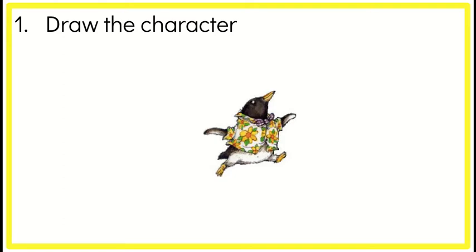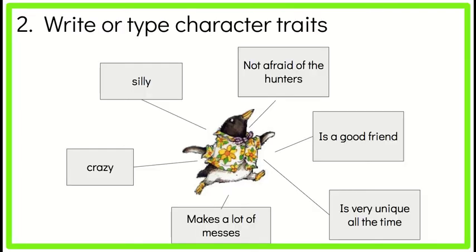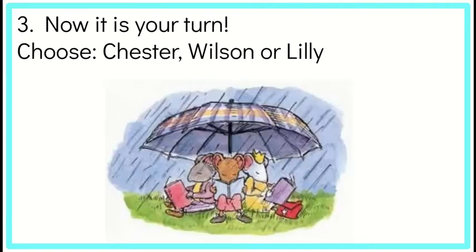So I drew a picture of Tacky in the middle of the page. The next step is around the character, you are going to type or write character traits. Now here's some of my character traits for Tacky. He's silly. He's not afraid of hunters. He's a good friend. Is very unique all the time. Remember when he does those cannonballs? He makes lots of messes and he's crazy.